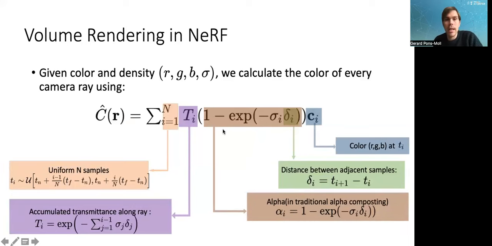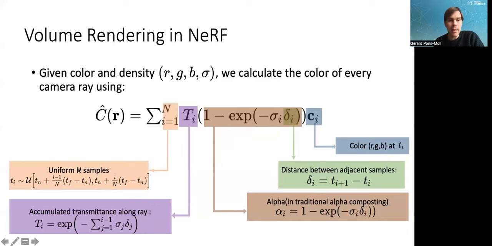Now, we have to integrate this equation, and we're not going to derive exactly how we go from here to here, but it's one way to numerically integrate the equation above. The integral is replaced by a summation, and the transmittance is approximated with the exponential of the sum of sigma_j delta_j. Here, delta is the separation between samples when we do numerical integration. The term sigma of r(t) gets replaced by 1 minus the exponential of minus sigma_i delta_i, and you can check the paper where it's explained how this approximates the integral better. Here delta_i is again the distance between adjacent samples, and we have the color at the location t_i.